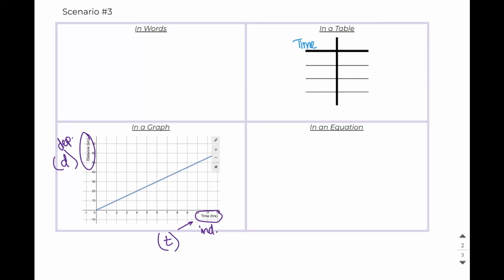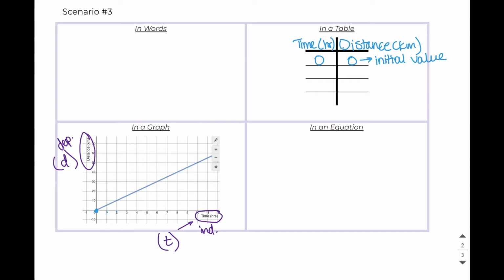I like doing a table because I like to see the numbers in front of me. I feel like that helps me. But if you don't want to do that first, you don't have to. So we've got time in hours and we've got distance in kilometers, okay? So here I'm going to say after 0 hours, I went 0 kilometers, and that 0 is your initial value. This is really important right here. So this is your initial value.